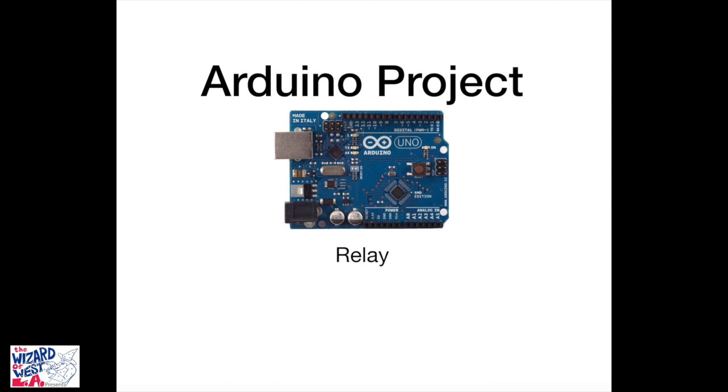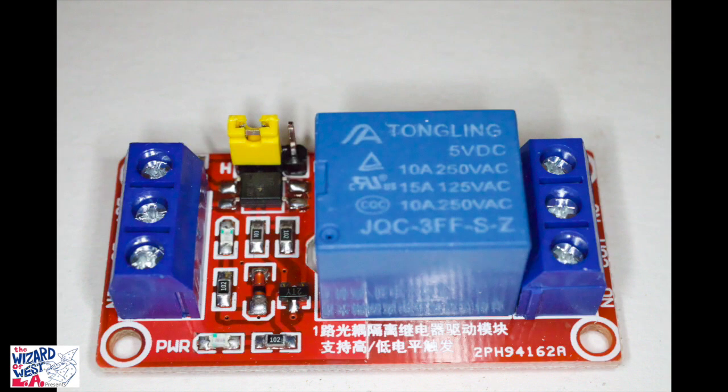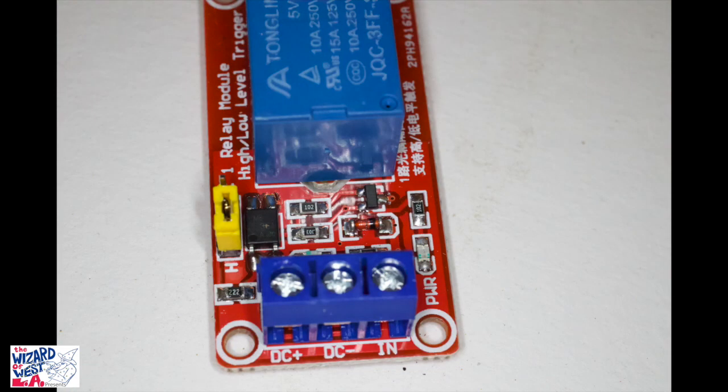So let's begin. What we need for this project is one relay, and three male-to-male wires: red, green, and yellow. This is the standard relay I got, and I will leave a link in the description of where I got it. This relay is a basic relay, which has three lines: DC plus, minus, and in. The DC plus and minus is where you power it, and the in detects whether things are high or low, a zero and one choice.